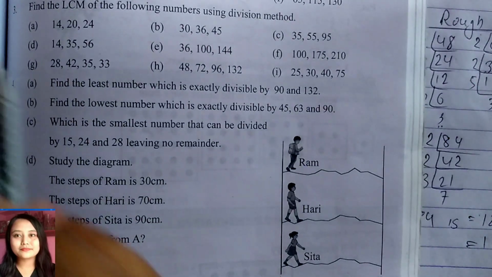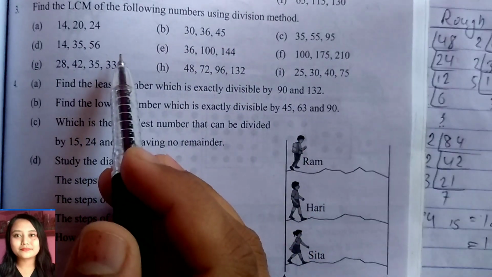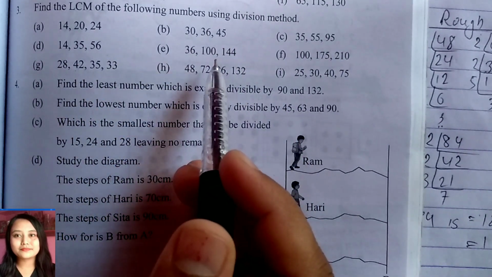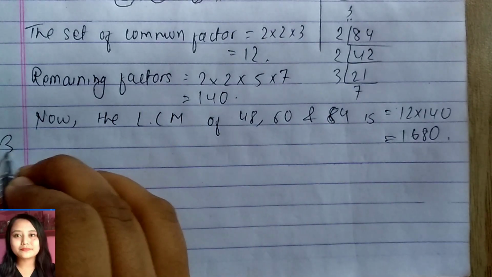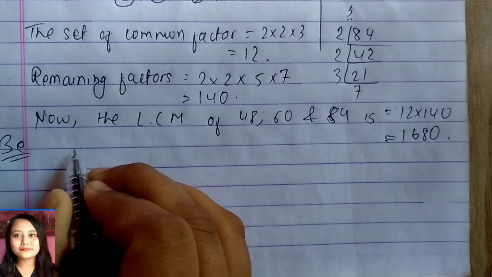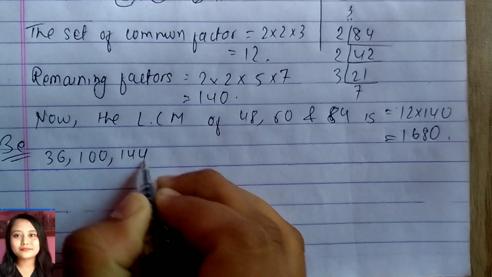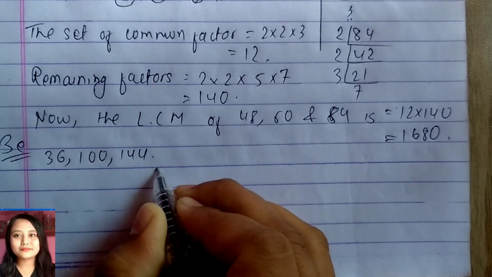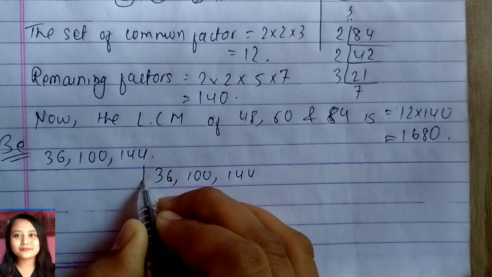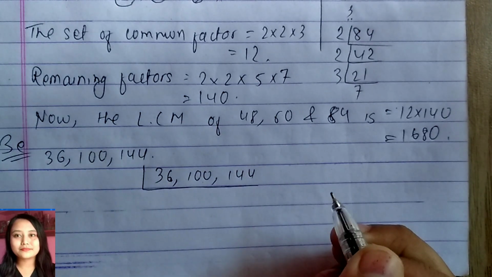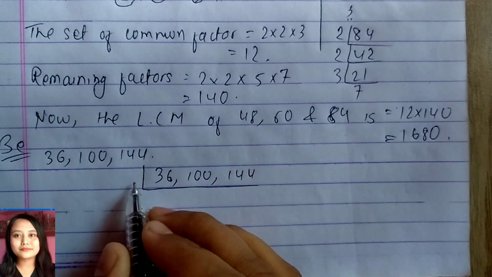Question number 3, find the LCM of the following numbers using the division method. So division method we can do it. Let's try to do question number E only. Here in question number 3E, 36, 100 and 144 are given, right? So 36, 100, 144, and we will use the division method for finding the LCM. So let's find out. At first 2 can divide, right?